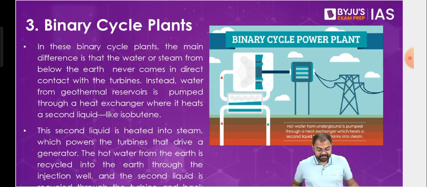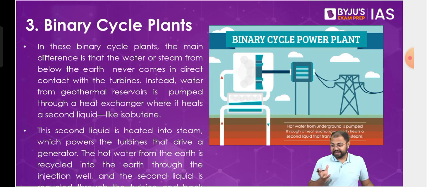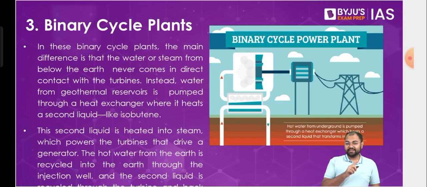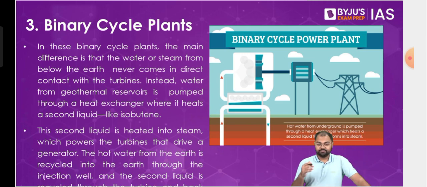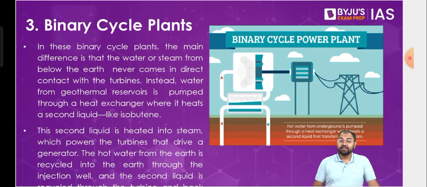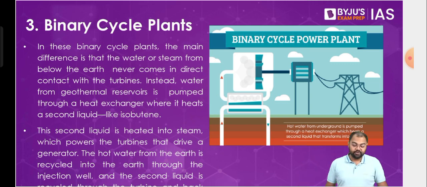Then after this, we have something called the binary cycle plant. Here the word is binary. Why binary? Because there are two cycles running here. Binary cycle plants are very special because, compared to the other two plants, they have better efficiency. And it's not only about efficiency, there is something unique about binary cycle plants.